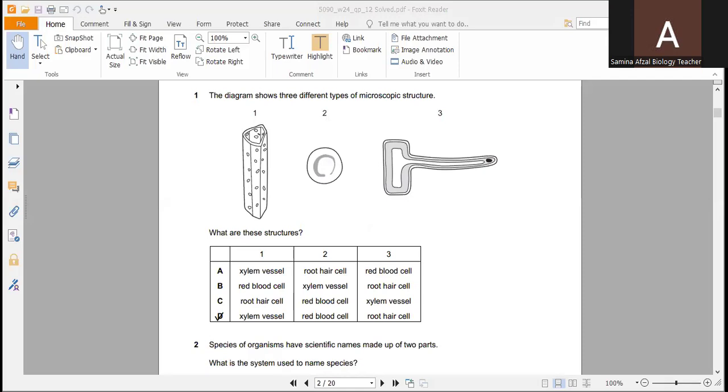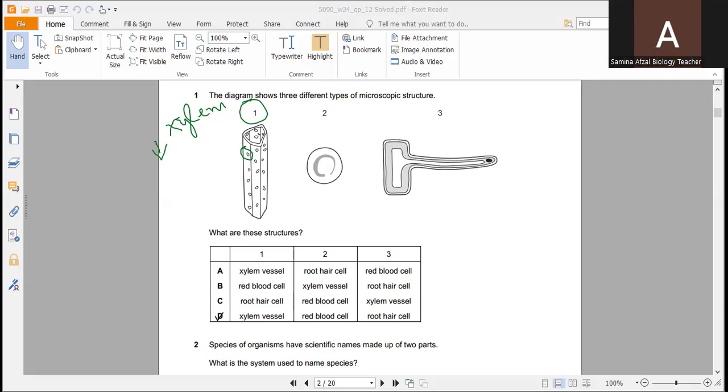What are these structures? Here you can see, students, three types of cells. Cell number 1 is xylem, in which the lignification is in the form of pits. You can see the pits in the lignified xylem walls. Pits means this is the place where there is no lignin. Lignin is absent in these small pore-like structures. So this is the xylem, which is a lignified structure.